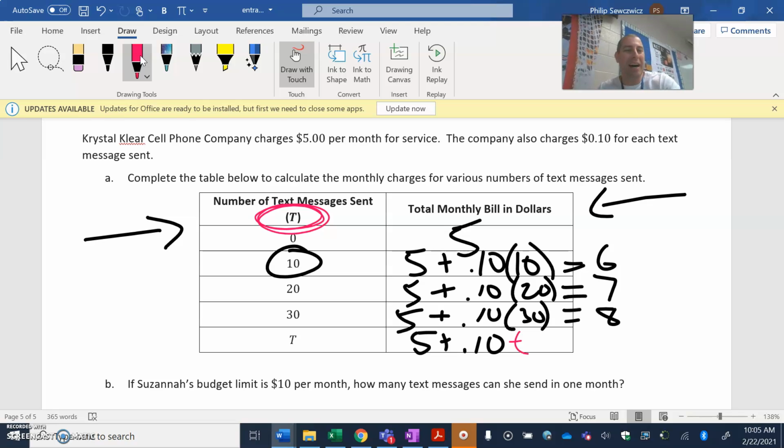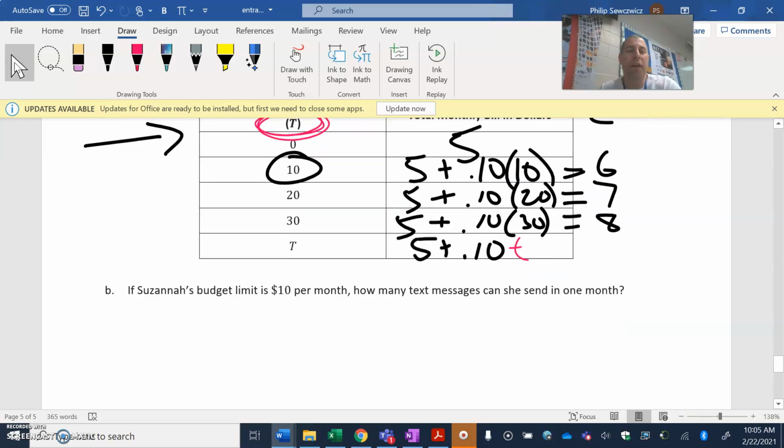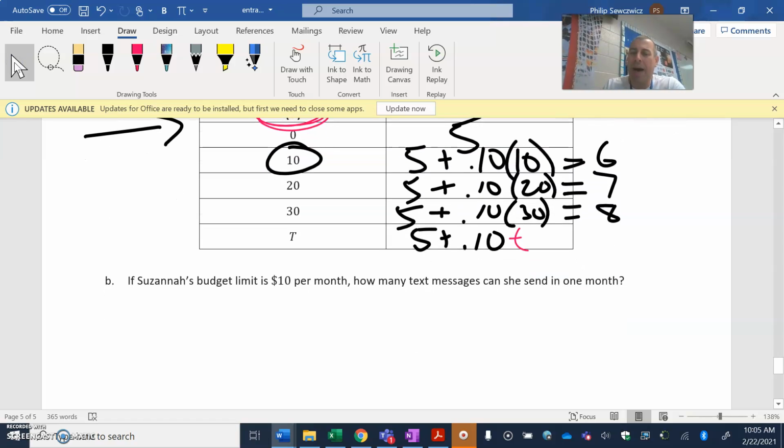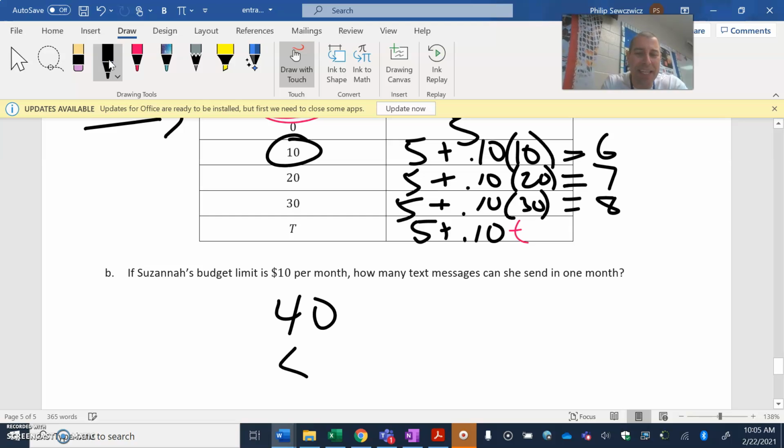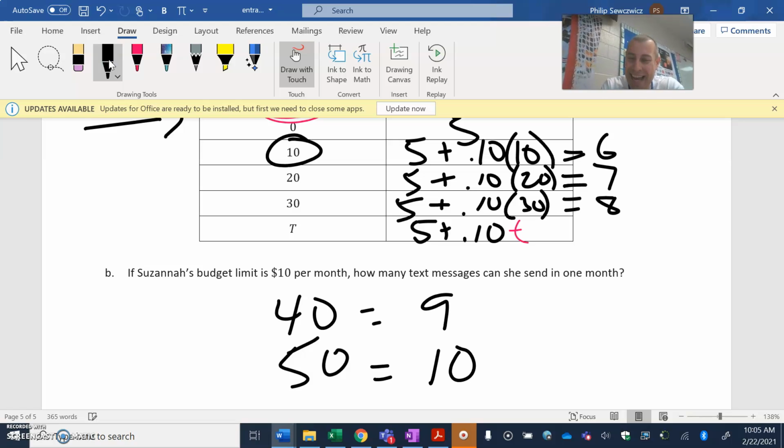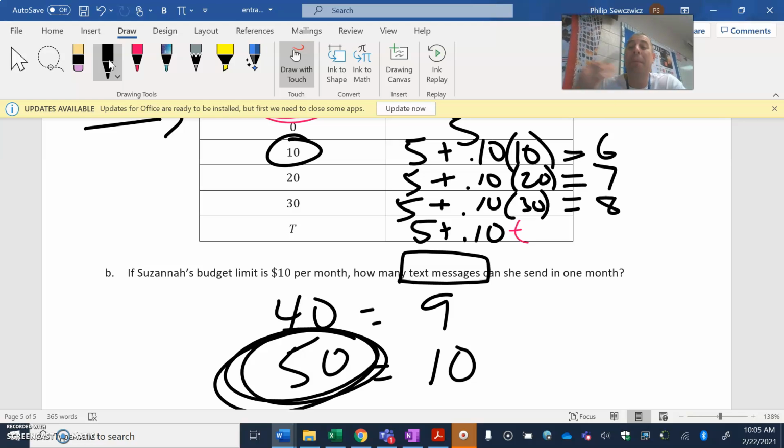All right. If they're asking us here, if her budget is $10, how many text messages can she send in 1 month? So I think this is where using the pattern is going to kind of help you out here a little bit. 10, 20, 30. Well, if we were at 40, all right, and then we could get to 50. So we're at 5, 6, 7, 8, 9, and then 10. So which means, oh, it is 50 text messages we can see there. So using a pattern is definitely going to kind of help us out here.